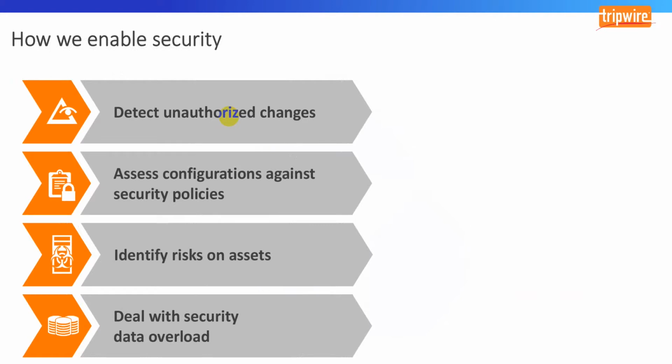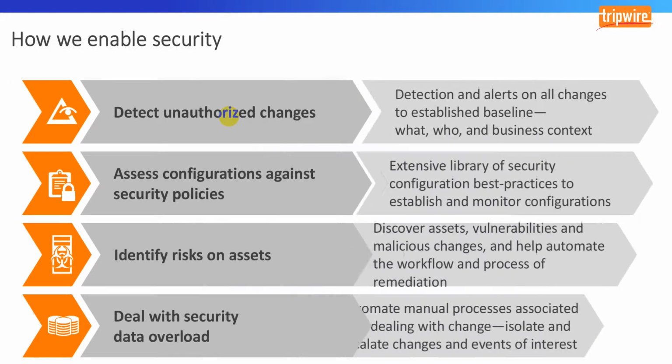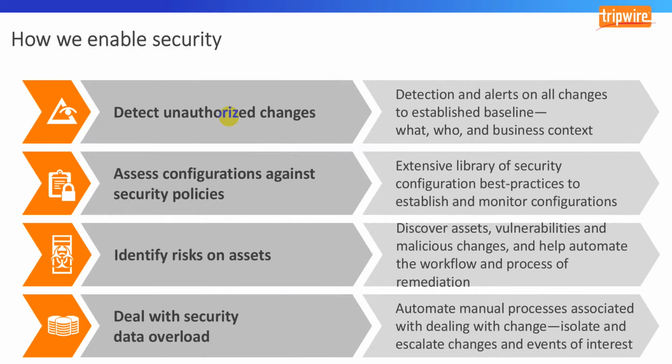First, we detect the unauthorized changes. By detecting the unauthorized changes, we can help the organization if there is something related to malware or an unauthorized change to one of your critical infrastructure. We can give you the information of who did this or who changed this, what exactly the change was, and when this change happened, all related to the business context.